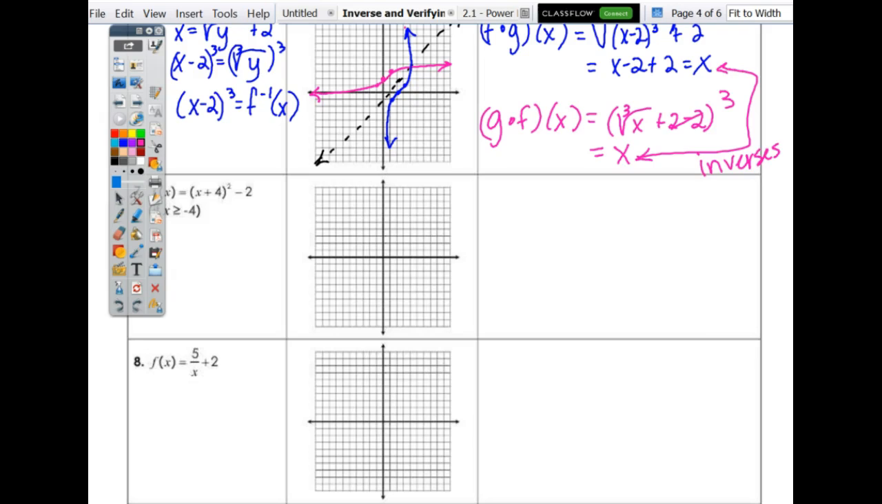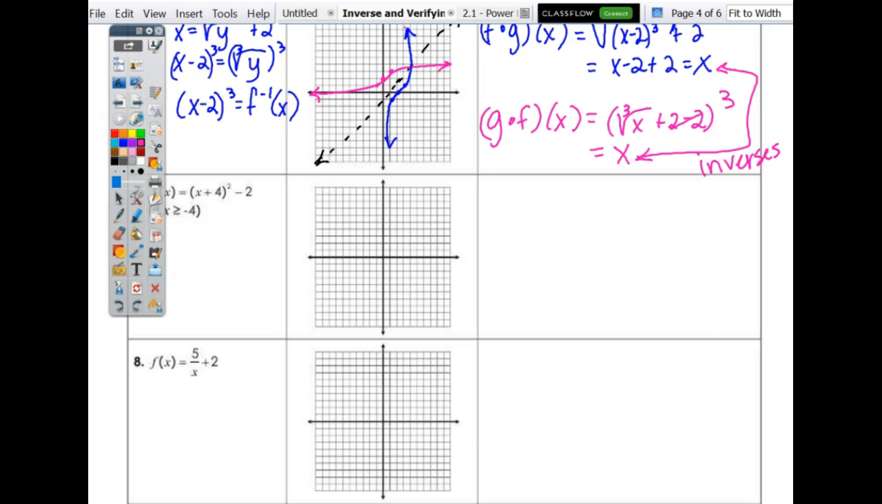Okay, the one right under it is the last one I'm going to do. So go ahead and graph the beginning of this one. So what's being done? What am I doing here? It's a parabola. And why do I have x greater than or equal to -4?